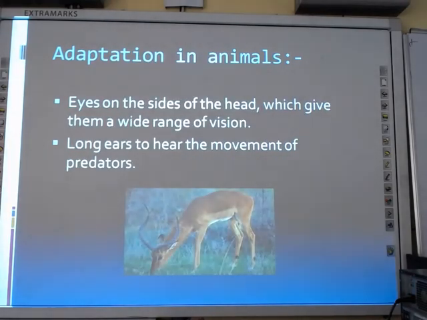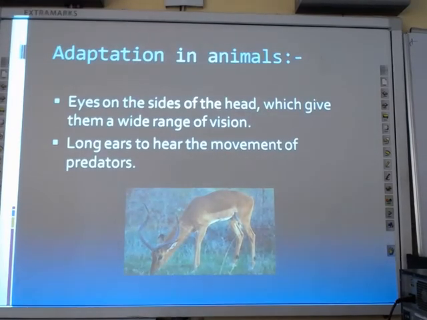Next is adaptation in animals like deer. Deer is the prey, or you can say the main animal which is eaten by the lions and the leopards. Eyes on the sides of the head, so they can watch their predators easily, which gives them a wide range of vision.